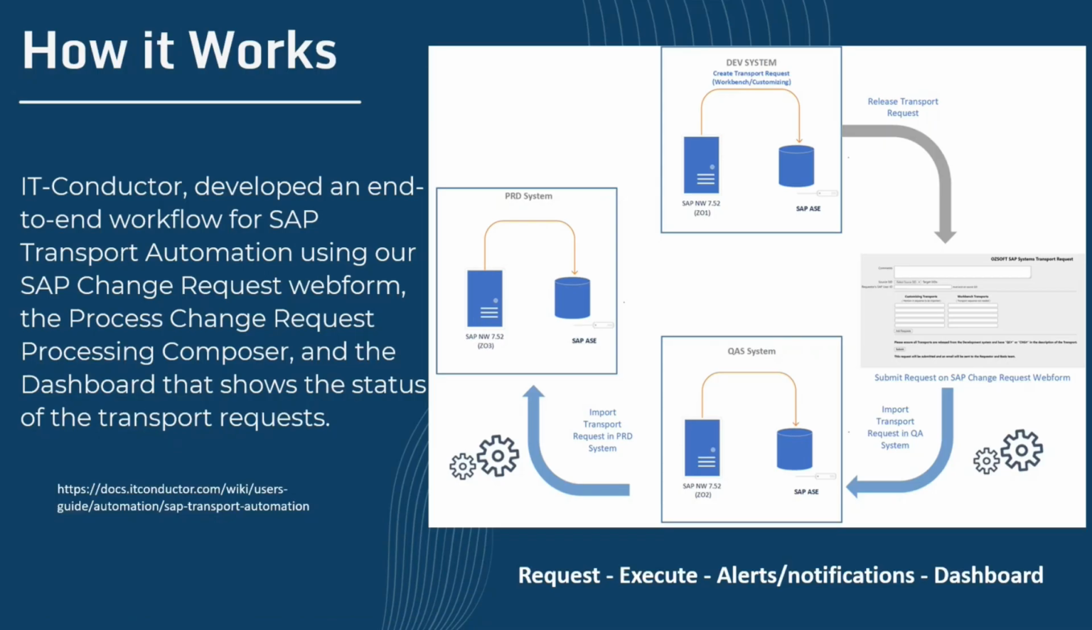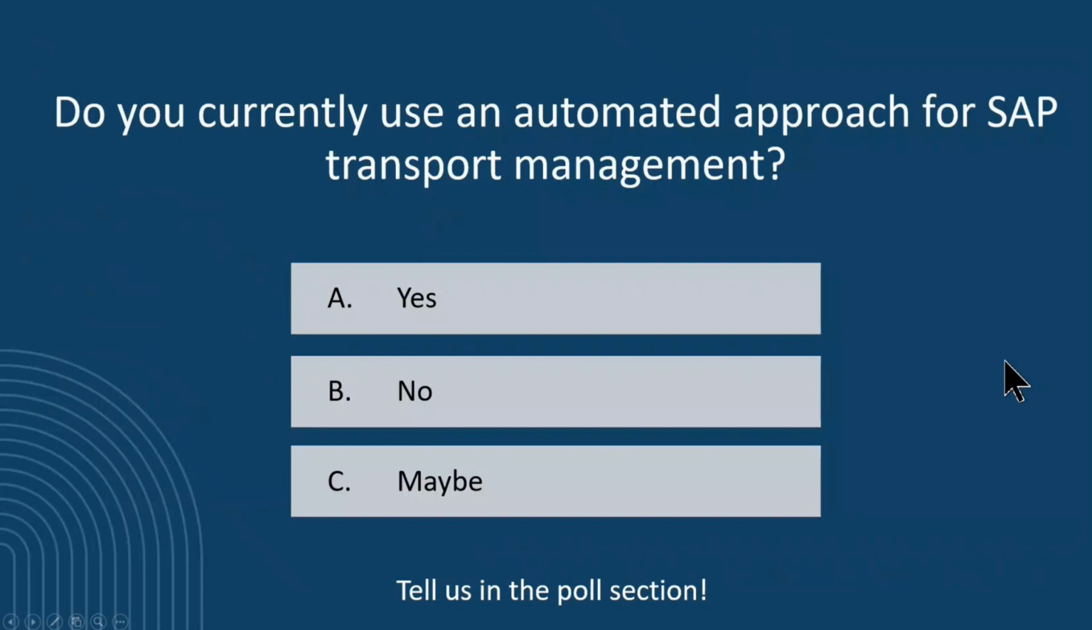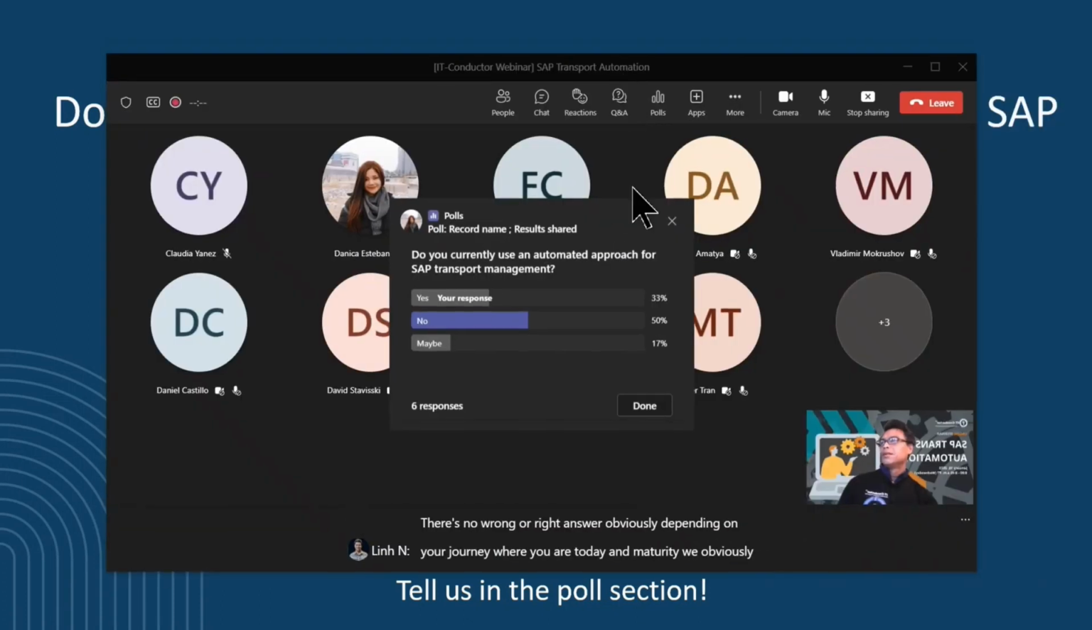So let me put up this one. And so we talked about whether to use third parties. Third party means you bought a product off the shelf or some commercial product. But if you already have scripts or something you do internally, that's also an automation approach. So let's take this poll right now, please. There's no wrong or right answer, obviously, depending on your journey, where you are today, and maturity. We obviously can cater to your particular need with the solution. So right now, let's take a look at the poll.